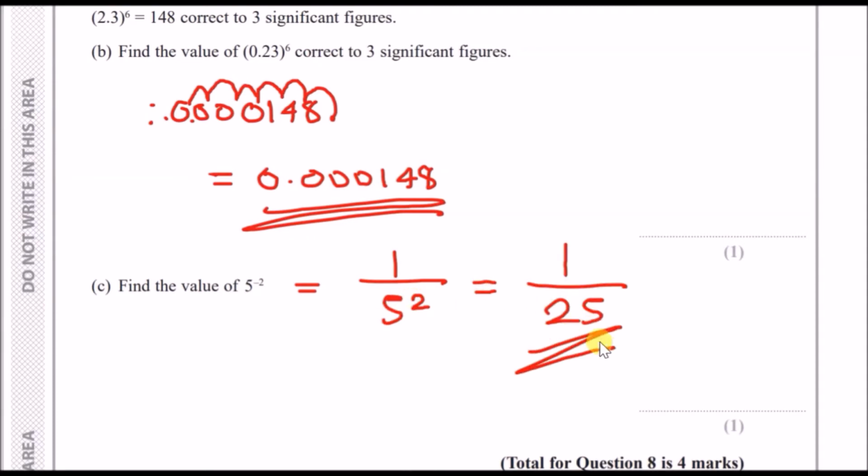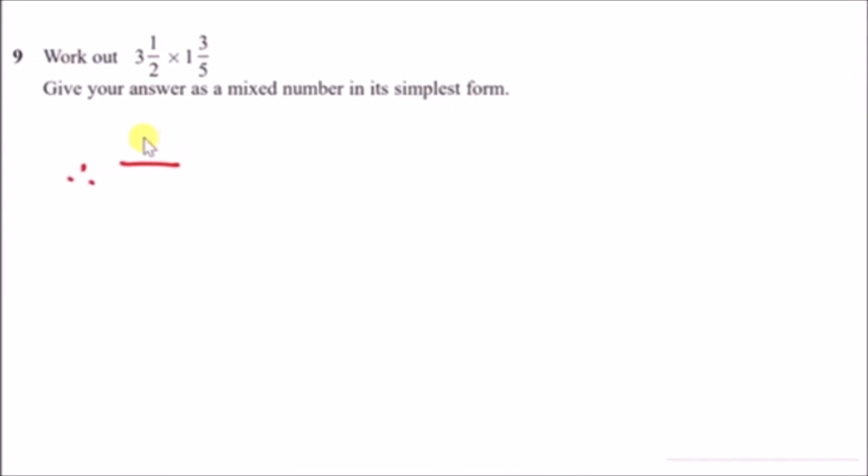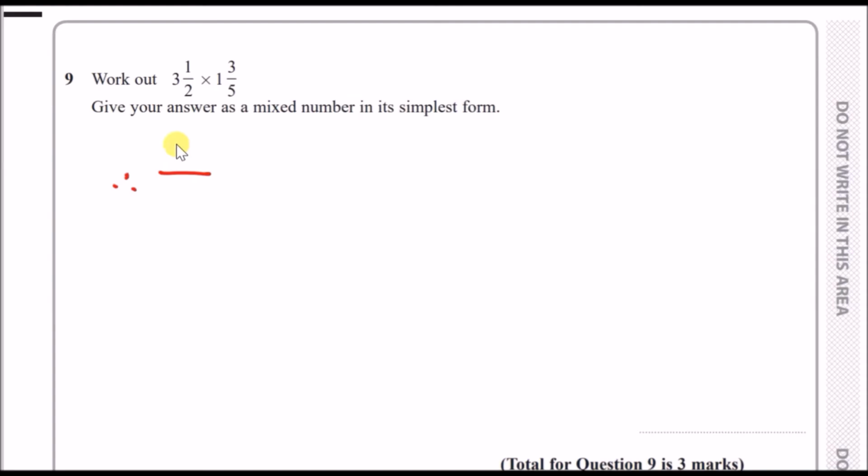And that's it, guys. Now, moving along to number 9, they want us to work out that multiplication fraction problem. With these kinds of problems, my first tip is to always convert the mixed number into an improper single unit fraction. The trick is to take the whole number 3, multiply it against the bottom number 2, which is 6, and add it to the top 1, to make it 3 times 2 plus 1, which is 7. So that's 7 over 2.